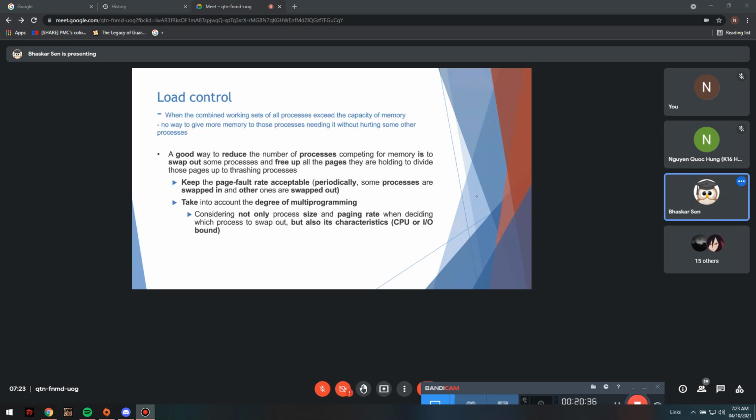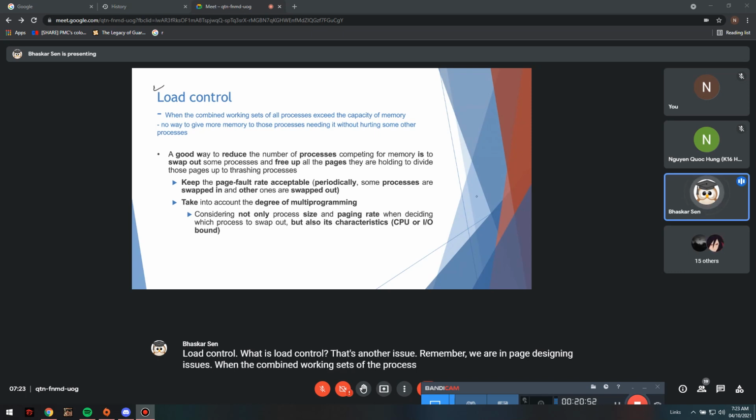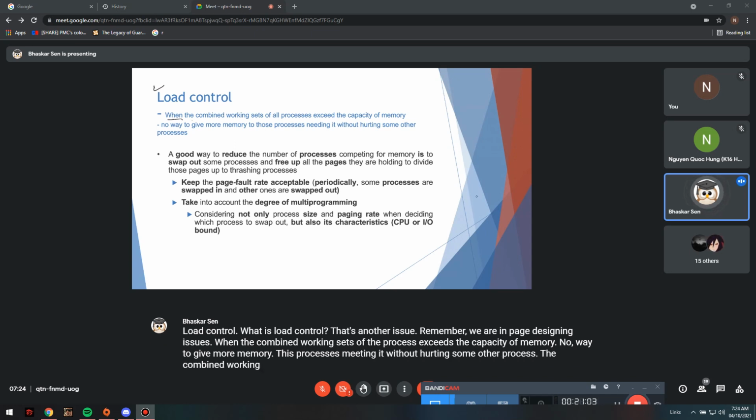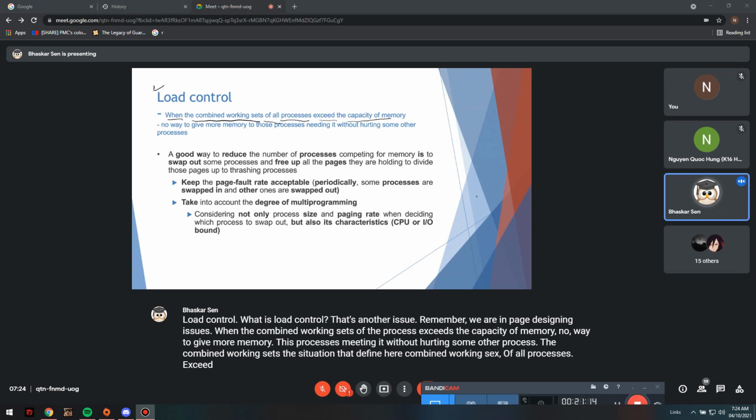Load control. What is load control? That's another issue. Remember, we are in page design issues. When the combined working sets of the processes exceed the capacity of memory, there is no way to give more memory to those processes needing it without hurting some other processes. The combined working sets of all processes exceed the capacity of memory.